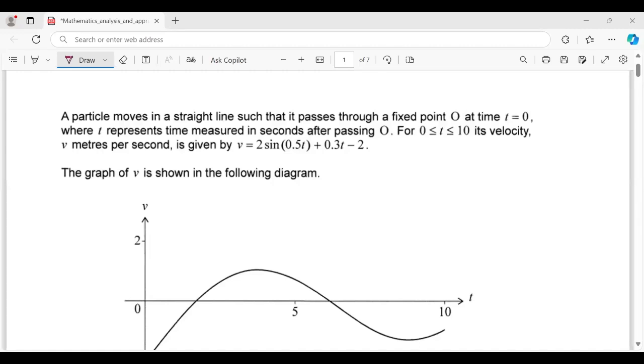Next, a particle moves in a straight line such that it passes through a fixed point O at time t equals 0. This is point O, where t represents time measured in seconds after passing O. For t in the interval 0 to 10, its velocity, v meter per second, is given by this function, v(t) equals 2 sine 0.5t plus 0.3t minus 2. So this is the velocity function. The graph of v is shown in the following diagram. This diagram.